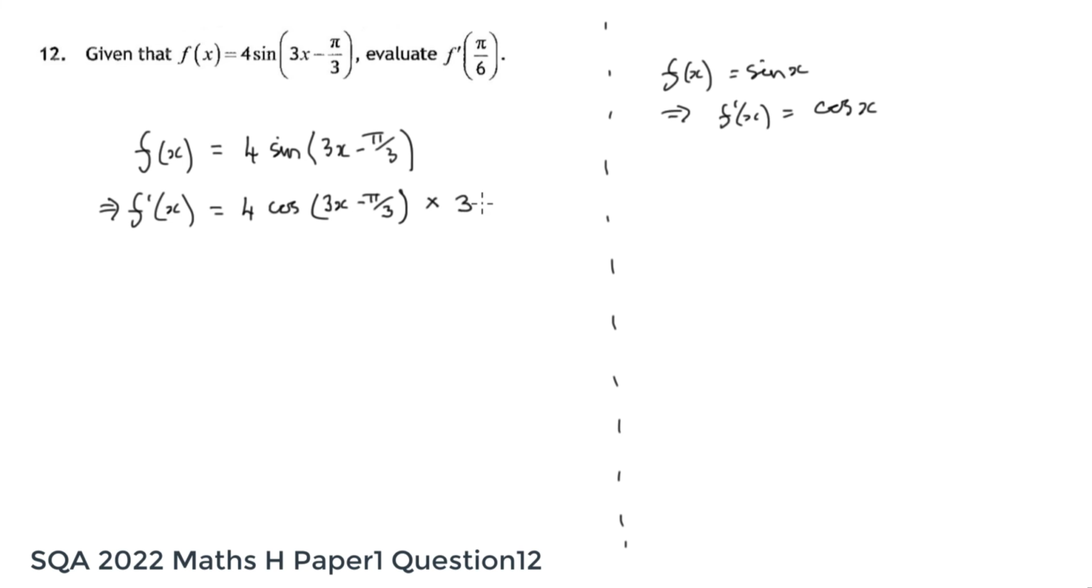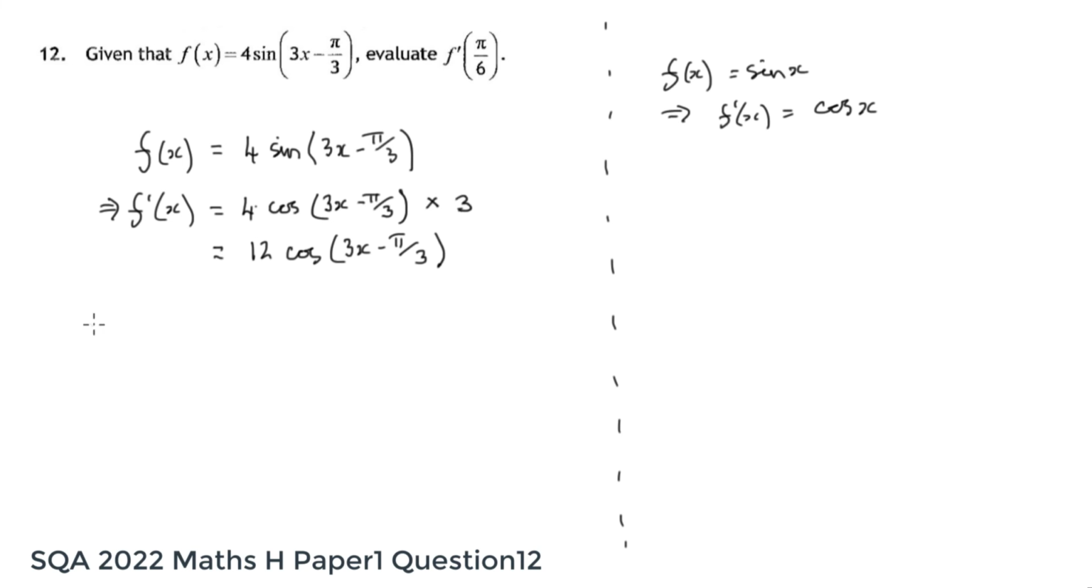So there's an adjustment to be made because it's not 4 sine x. It's a more complicated expression. We have to differentiate that expression to get 3. That's the adjustment we make by multiplying by it. So we end up with 12, 3 lots of 4 cos 3x minus pi upon 3. So that's us with our f dashed of x formula.